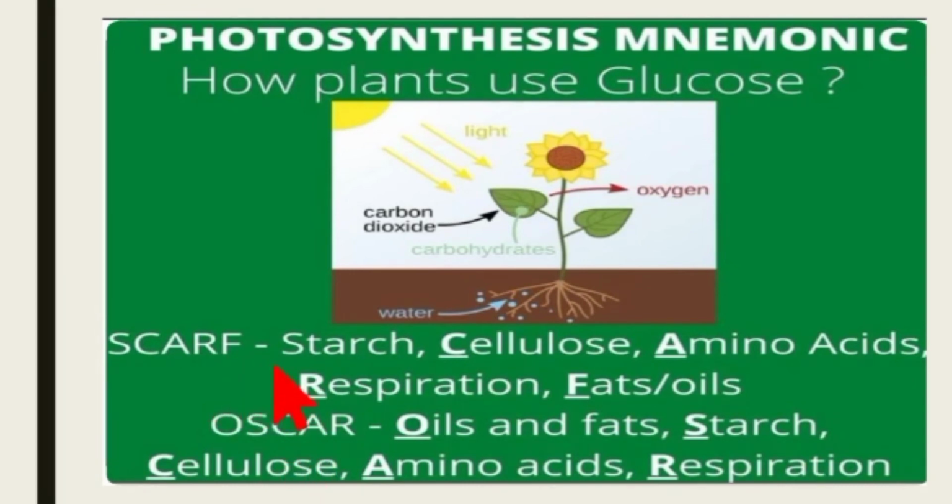SCARF stands for starch, cellulose, amino acids, respiration, fats or oils. And OSCAR, on the other hand, stands for oil and fats, starch, cellulose, amino acids, respiration. By learning a mnemonic, you can quickly recall uses of glucose in plants.